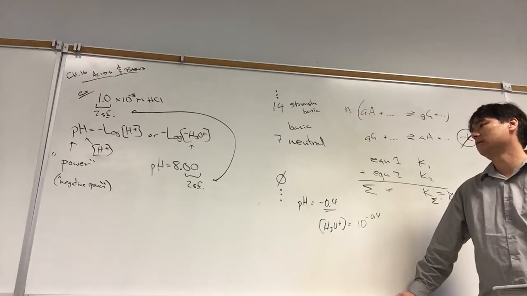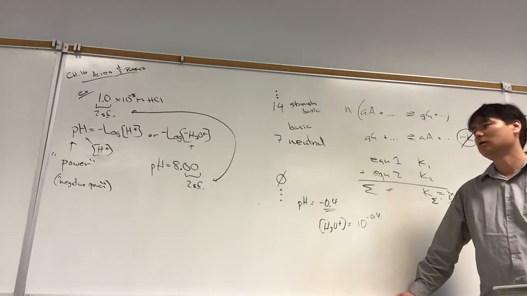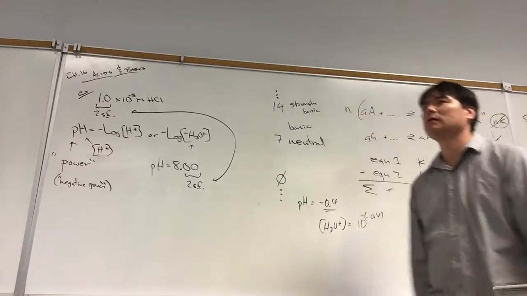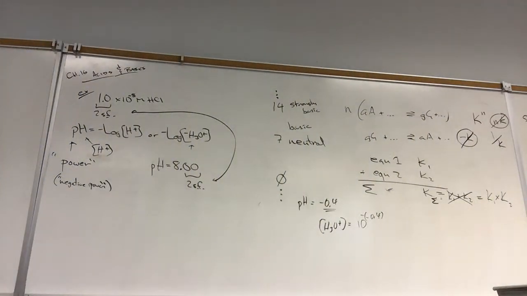So would it be negative 0.4 or positive 0.4? Positive. This would be a negative times a negative, right? Is a negative pH. And so we could have it.